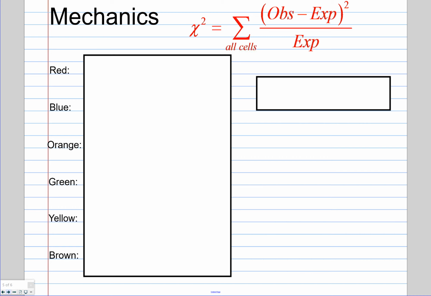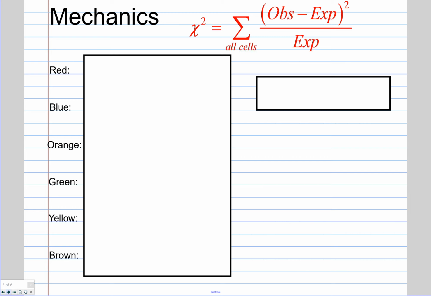This right here is not x squared. This is chi squared. All right. This is the Greek letter chi. Chi squared. C-H-I squared. There you go. It's fancy. It's chi squared. Okay. Chi squared. You'll notice here's how we're going to calculate it.